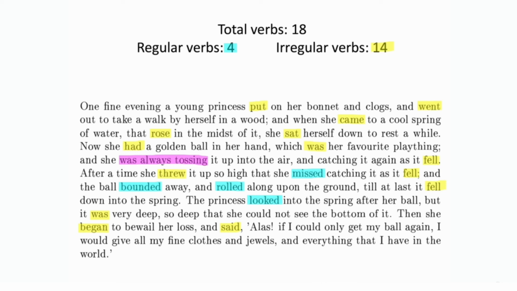The phrase underlined in pink that says, "She was always tossing," is an example of the past continuous. In this case, was is used as an auxiliary verb and not as an action verb. We will be learning about the past continuous in our next lesson, but I just wanted to bring your attention to it as a bit of an introduction.